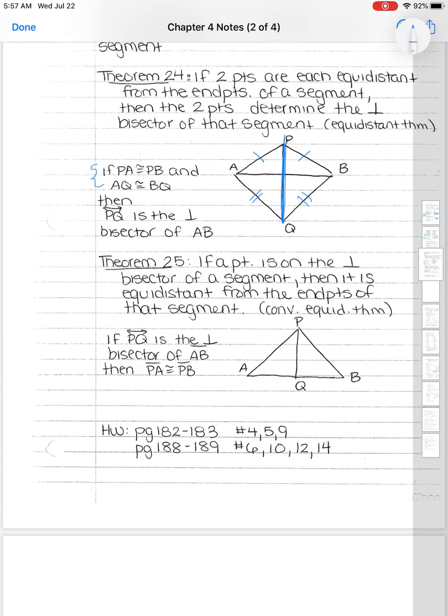So again, it needs to be a mirror image. AB is not the perpendicular bisector to PQ, because if you folded it on AB, you would not get a mirror image according to those congruent marks. So PQ is the one we're working with. So basically what that would allow us is if we knew these two congruent statements right here, just based off that, you can jump right to saying that PQ is perpendicular to AB. So that would be the proof we had done last with section 4.3.